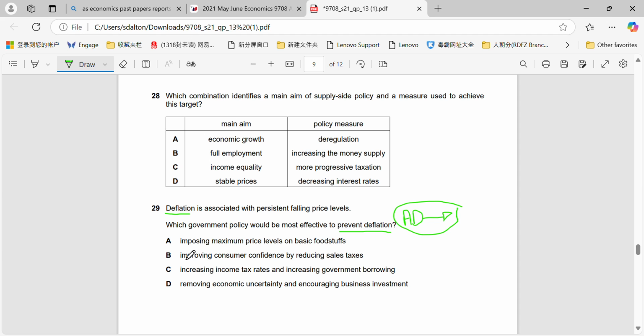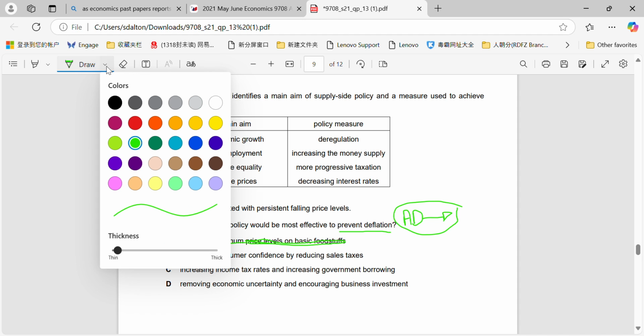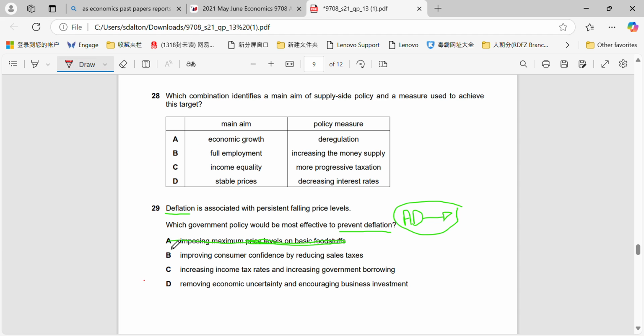So imposing a maximum price on basic foodstuffs is definitely not going to help us move aggregate demand to the right. It's going to create a shortage in basic foodstuffs. Improving consumer confidence by reducing sales tax, okay, while that could actually increase consumer expenditure, it's unlikely to have an effect on the whole economy. Increasing income taxes definitely won't, because that's a contractionary policy, so it will create further deflation by moving AD further to the left.